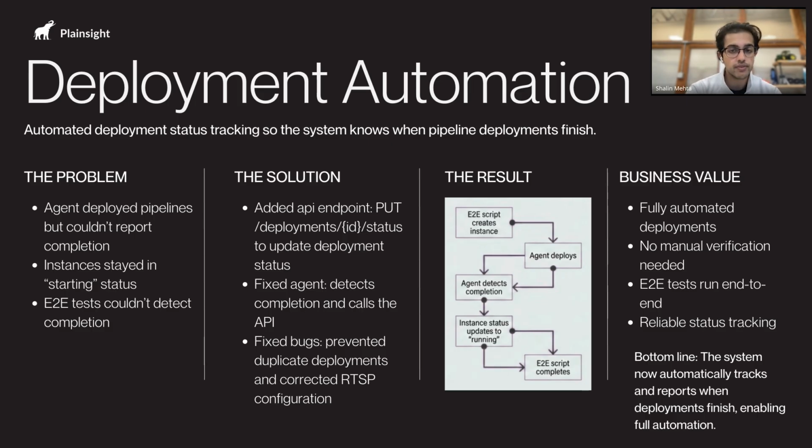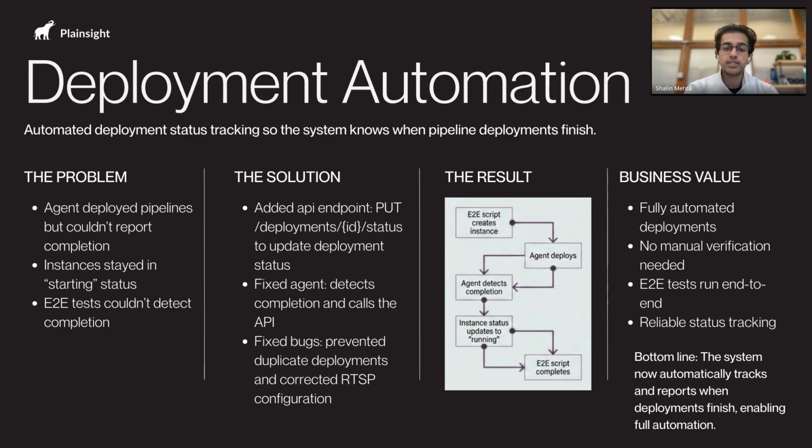From there, the agent actively monitors deployment progress. It watches pipeline run conditions and only reports completion when the pipeline that the user made is truly ready. When deployment completes, the agent calls a new API endpoint to update deployment and instance status in the database, closing the loop between infrastructure and the system state.